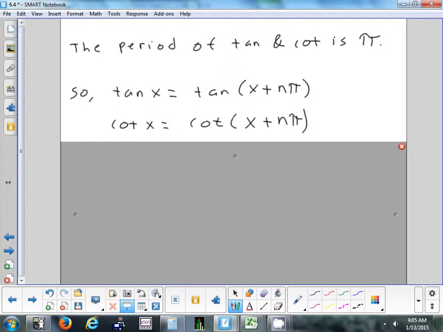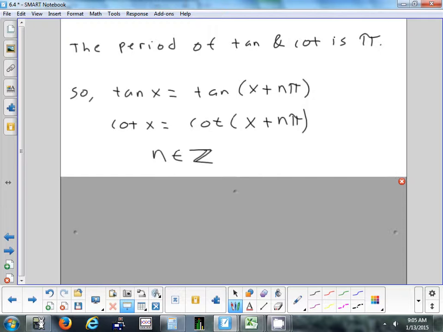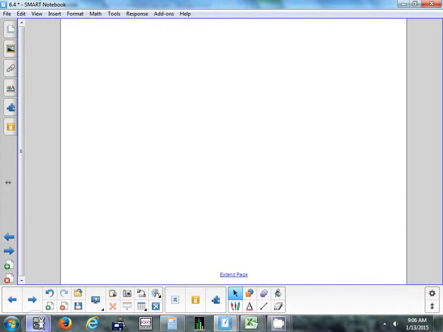Okay, and that also works for cotangent. So if you take the cotangent of an angle, or that angle plus or minus any integer multiples of pi, you always get the same thing. So that just says n is an integer. Okay, and if it's kind of confusing algebraically and you're not sure from my example, you can also think about it as a picture.